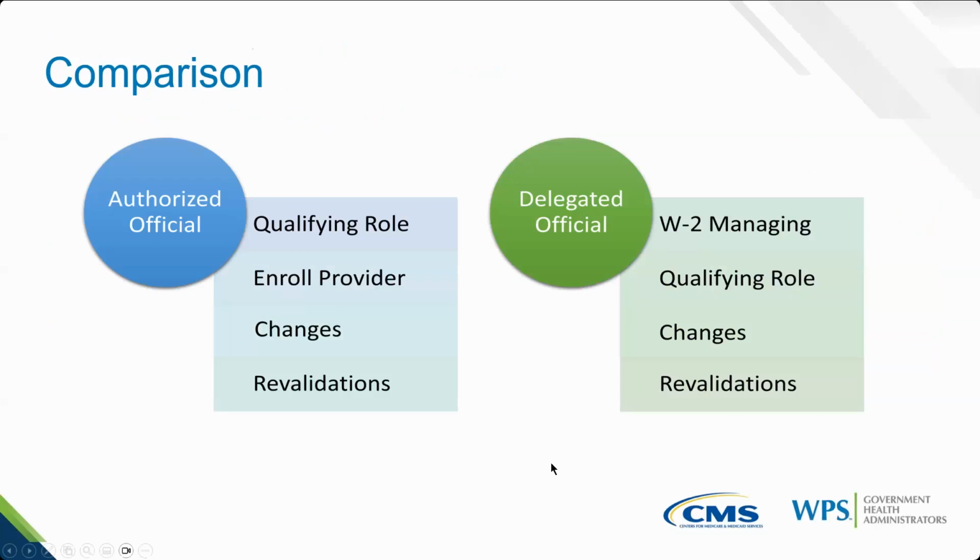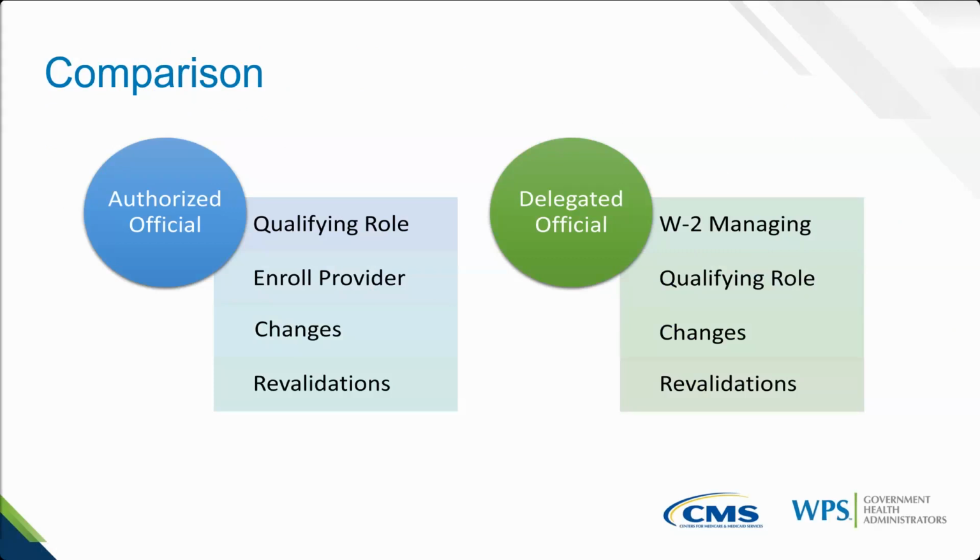So here's that comparison. I talked about qualifying roles, and the qualifying roles include the owner, direct or indirect. Both are a qualifying role, a director, an officer. As I said, they can enroll that provider, they can do changes, they can do revalidations. They pretty much have carte blanche to do whatever they need to do to that enrollment.